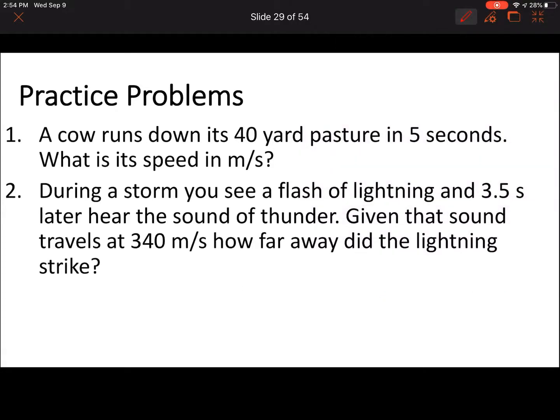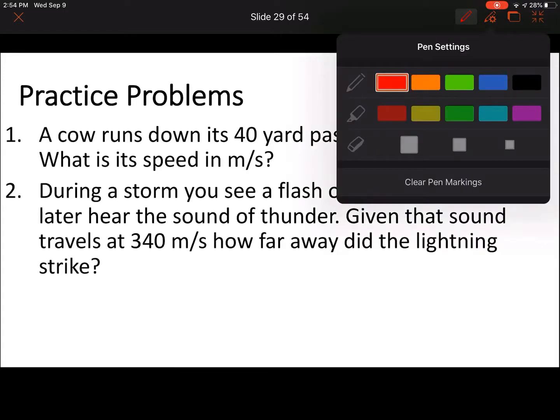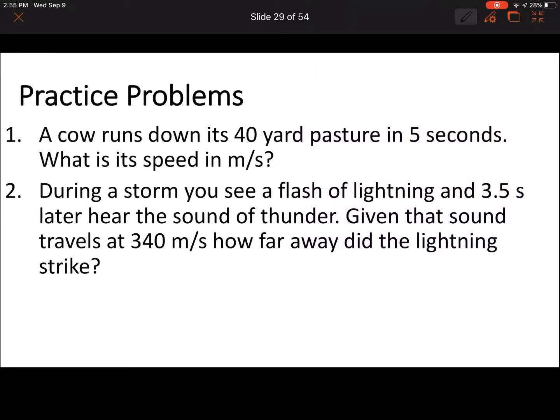All right, question 2. During a storm, you see a flash of lightning, and 3.5 seconds later, you hear the sound of thunder. Given that sound travels at 340 meters per second, how far away did the lightning strike? Go ahead and pause the video and see if you can get this on your own.